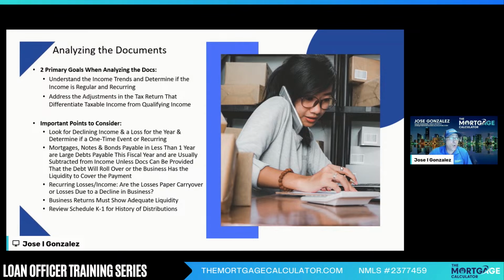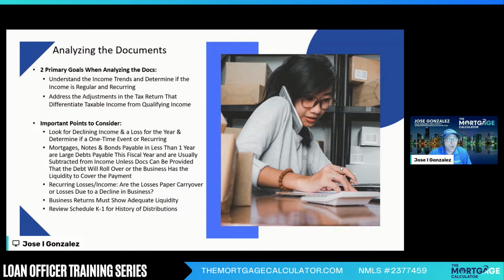So important points to consider when analyzing these documents are: look for declining income and a loss for the year, and determine if that's a one-time event or recurring. How do you determine that? A letter from the accountant is usually the best way, with some nice detailed explanation.